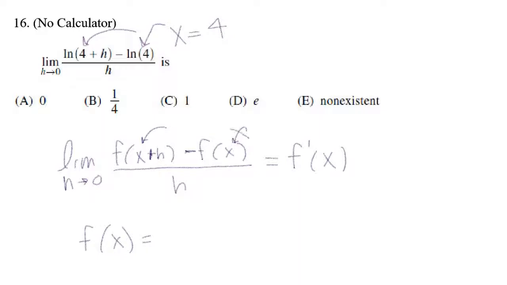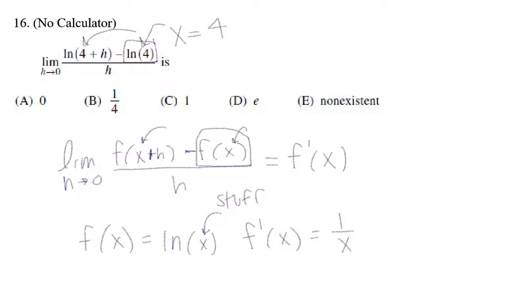So we need to identify, well, what is f of x in this problem? And f of x is always right here, that's the very last part. So my function itself was the natural log of x. And so f prime is going to be 1 over x. Remember, stuff prime over stuff. And this sitting here is the stuff. And so now I need to find, well, what is f prime at 4, which we all see as 1/4. And so you end up with B for your final answer.